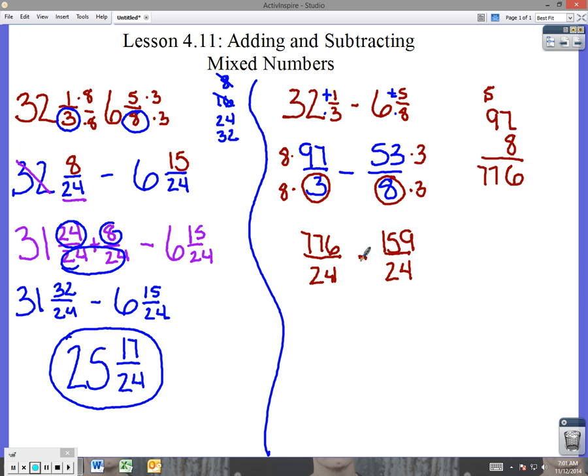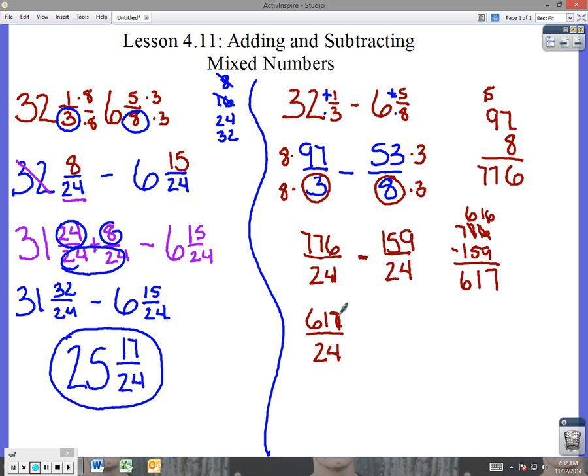Now let's go ahead and subtract these two numerators. 776 minus 159. This becomes now 60, or 6 tens. I add that group of 10 to the 6. Now I have 16. 16 minus 9 is 7. 6 tens minus 5 tens is 110. 7 hundreds minus 100 gives me 600. So now I have 617 over 24.